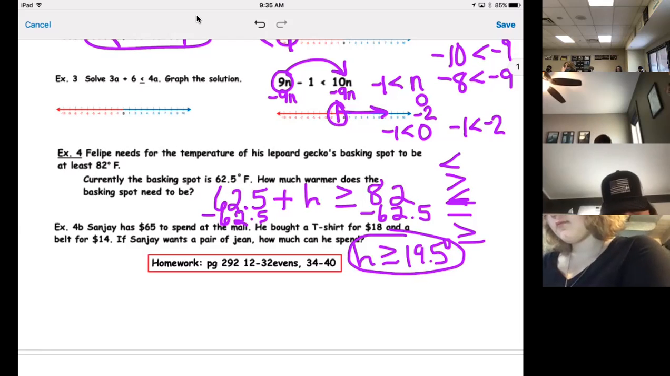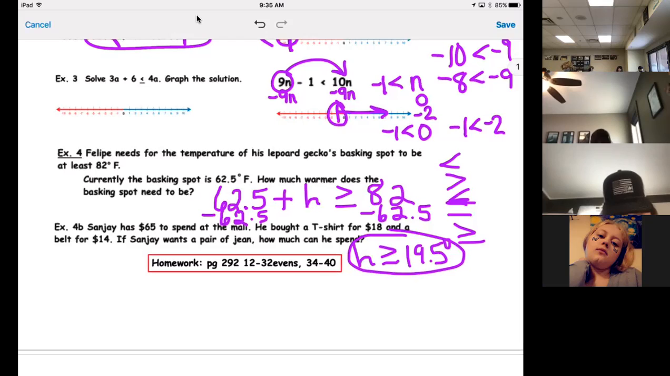All right, so one last problem. Sanjay has $65 to spend at the mall. He bought a t-shirt for $18 and a belt for $14, and now he wants to buy a pair of jeans. How much can he spend? So he had $18 that he spent already, plus the $14 that he spent already, plus how much he can spend on his jeans. And all he has is $65. So what would I do? What symbol would I put there?